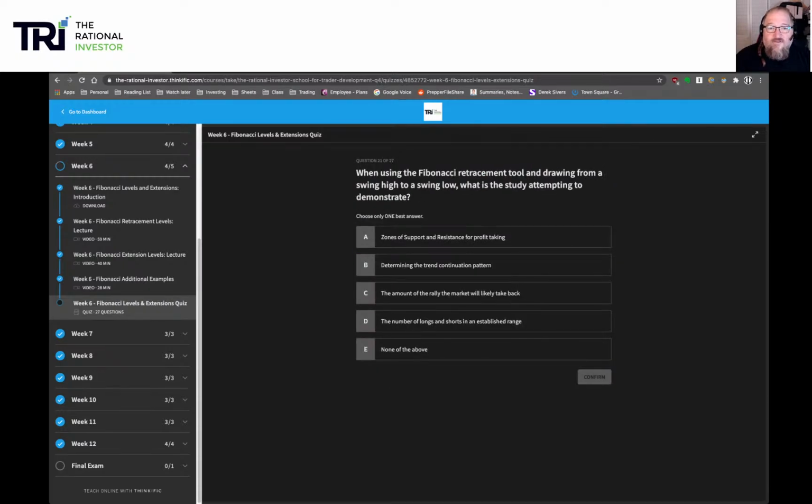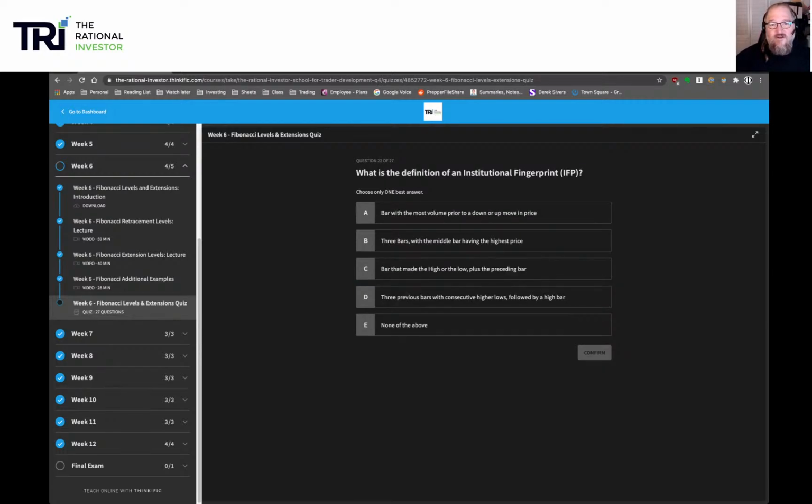And then when using the Fibonacci retracement tool and drawing from a swing high to a swing low, what is the study attempting to demonstrate? Now, this was a difficult one because Brian draws his backwards, right? And this I think was part of the reason we changed things. What we're trying to identify is the amount of the rally that the market will likely take back. That was confusing to some people because if you're drawing from left to right and you're going from swing high to swing low, that wasn't a rally that you were looking at, right?